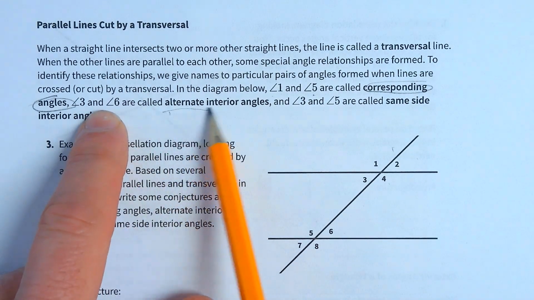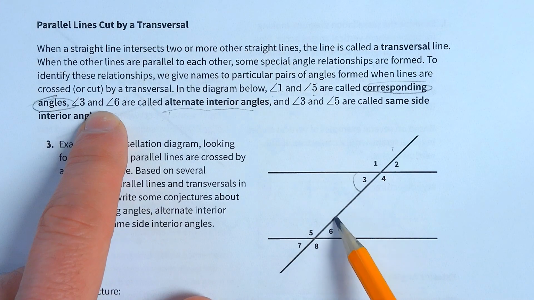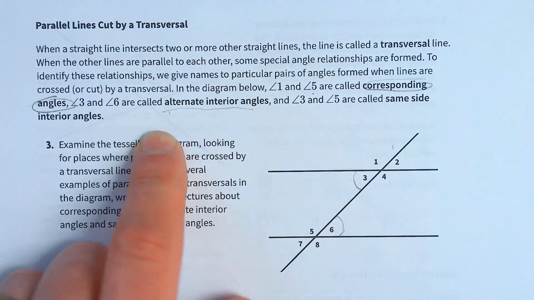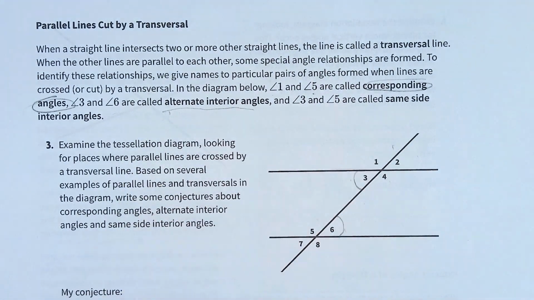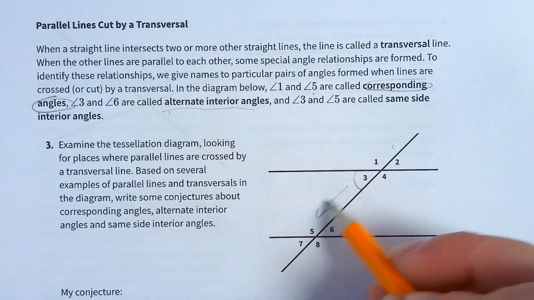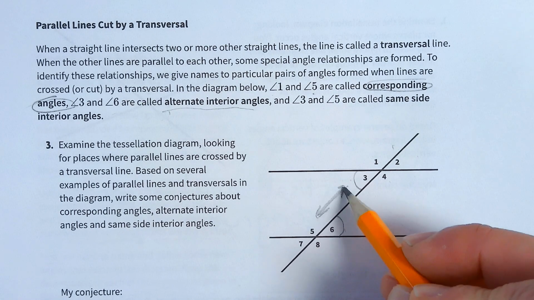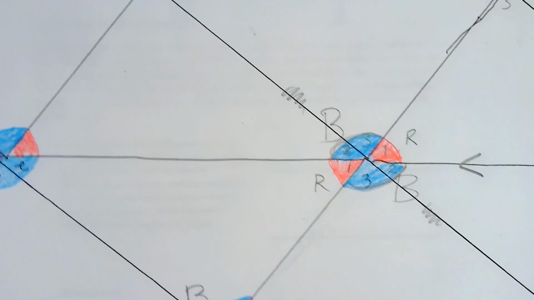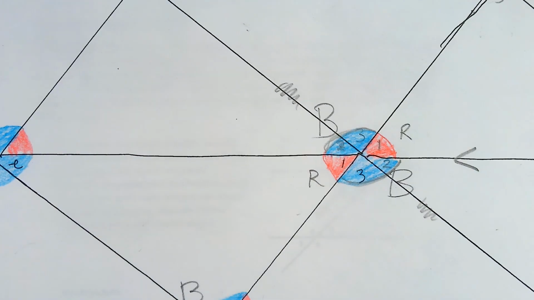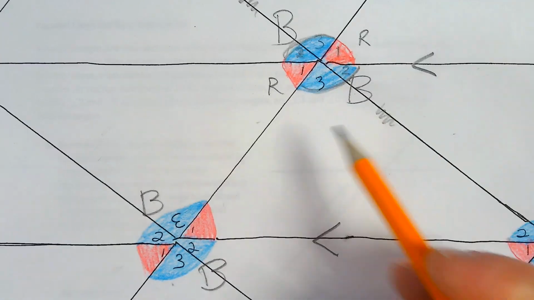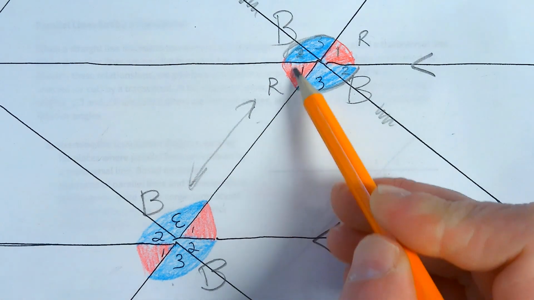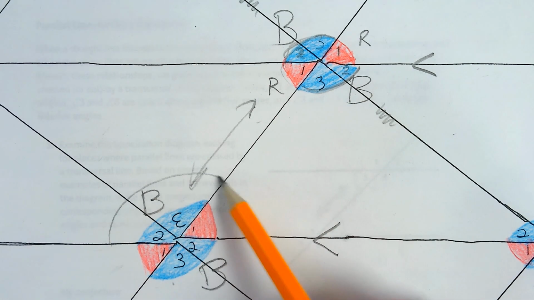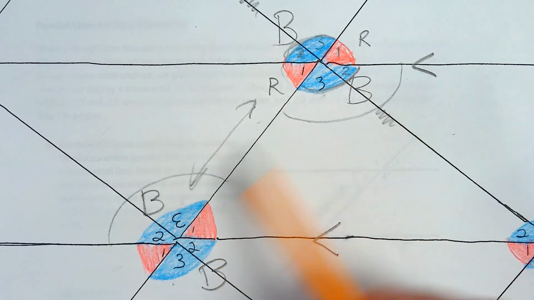3 and 6 are called alternate interior, because they're on alternating sides, but interior to the parallel lines. And 3 and 5 are called same side interior: same side of the transversal, and on the inside. Examine the tessellation diagram. So you'll notice same side interior are supplementary because a red plus a blue equals 180. But alternate interior, blue and blue, they're congruent.